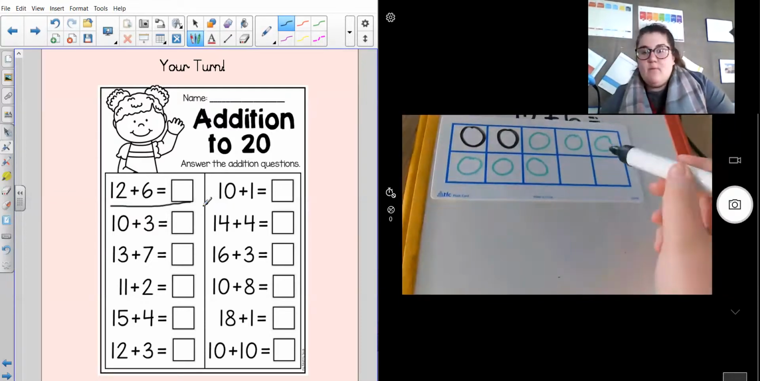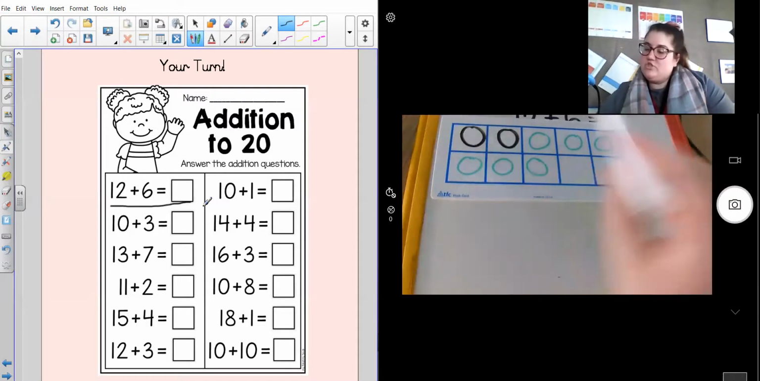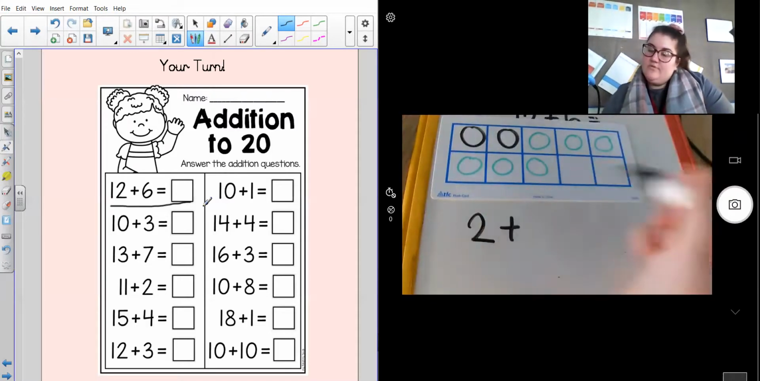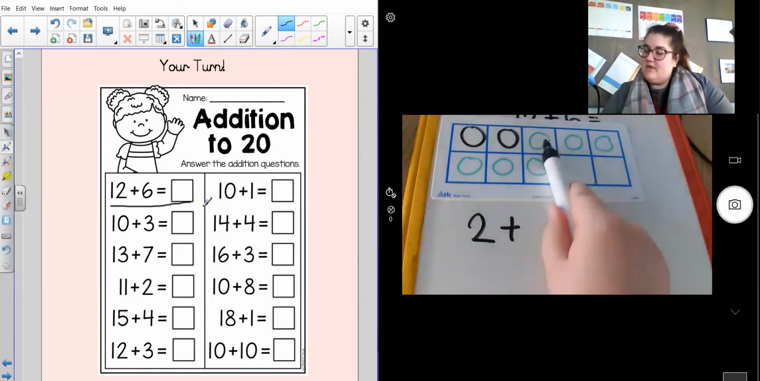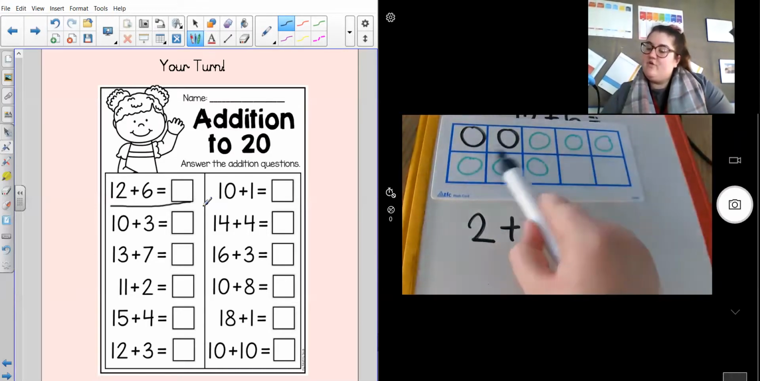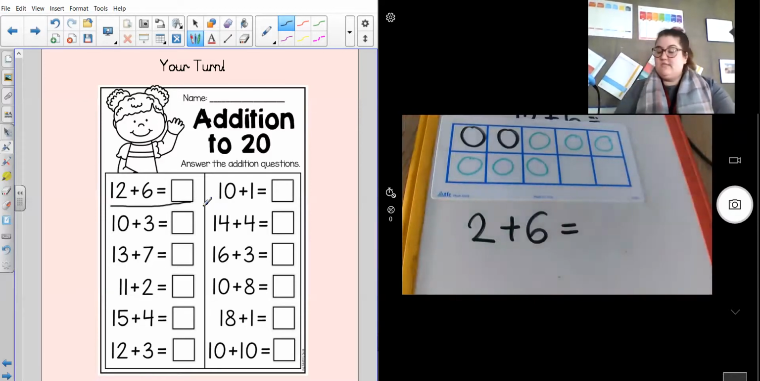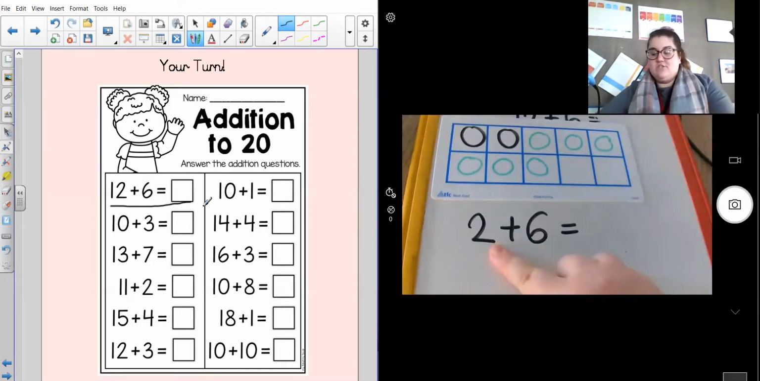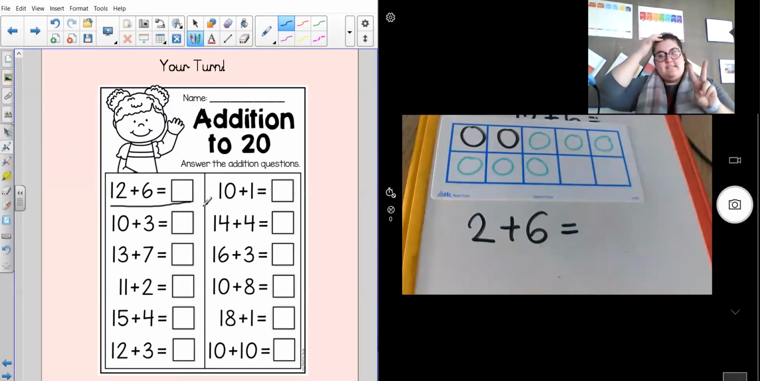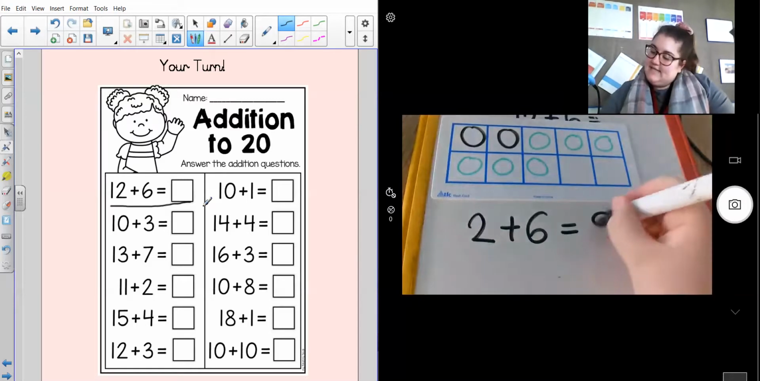So let's focus on my ones. I can see 1, 2 black ones, and then I've got some green ones. Let's count them. 1, 2, 3, 4, 5, 6. I've got 2 black circles and 6 green ones. Let's put 6 in our heads this time because when we are adding, it doesn't matter which way around the parts are. So I'm going to start with 6 and I'm going to add 2 more. Ready? 6, 7, 8. 2 add 6 equals 8.